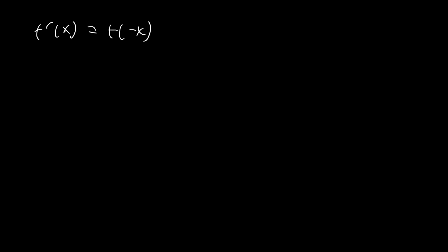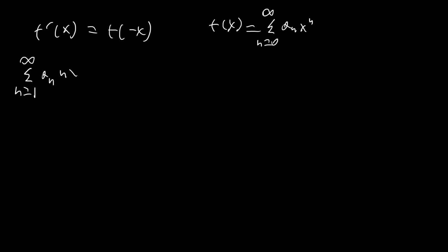So let's let f of x equal the sum from n equals 0 to infinity of an x to the n. Then f prime of x is the sum from n equals 1 to infinity, because the first term is going to disappear since it's a constant, of an times n x to the n minus 1. And on the other side, we have f of negative x, which is a sum from n equals 0 to infinity of an negative 1 to the n x to the n.